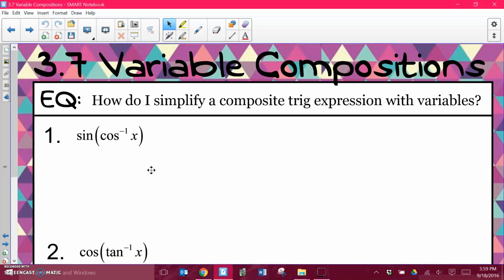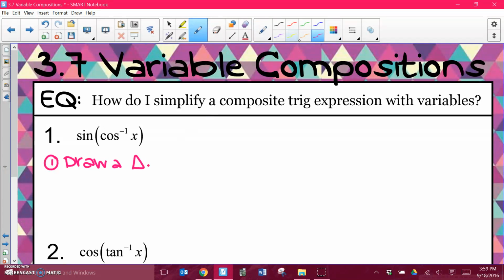Guys, today we are going to do variable compositions, and it's basically the same thing that we did with our trig compositions. It's just now they've put letters in instead of numbers, just like math is wanting to do. So the first thing that we are always going to do with something with a trig function is we're going to draw a triangle.